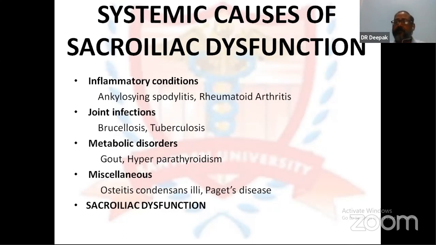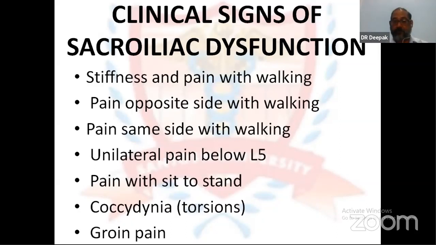Then the systemic causes of sacroiliac dysfunction. There are some systemic causes which cause SI joint dysfunction. These are: first, inflammatory conditions like ankylosing spondylitis, rheumatoid arthritis, and joint infections like brucellosis, tuberculosis, metabolic disorders, gout, hyperparathyroidism, and miscellaneous, osteitis condensans and Paget disease. These are the systemic causes.